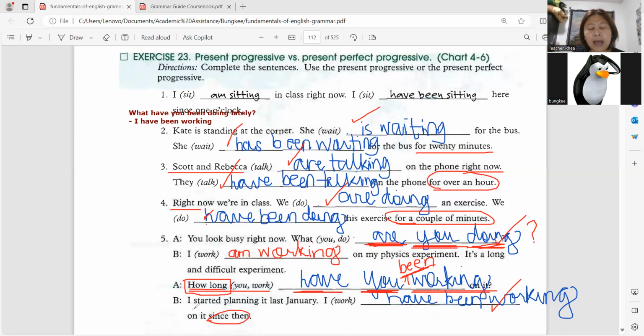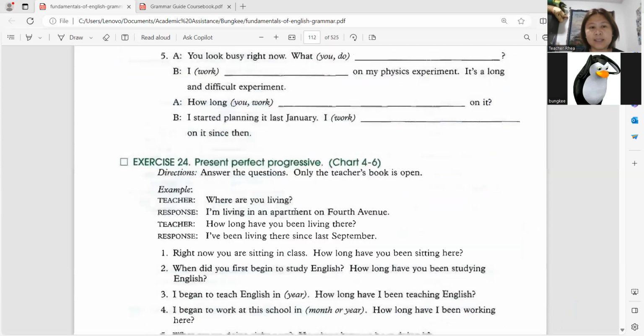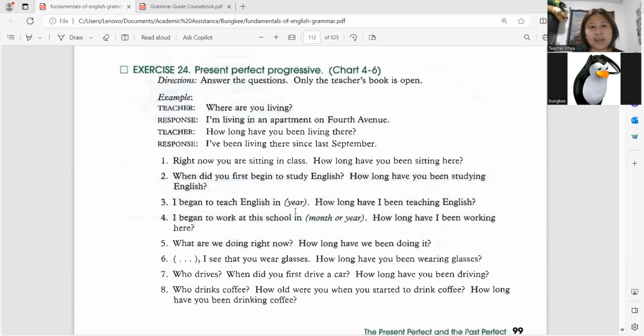I started planning. This one is simple past, right? It is simple past because there is a specific time, last January. That is why you need to use the simple past form of the verb, because there is a specific time written in the sentence. So we have to use the simple past tense. Okay, next is this present perfect.